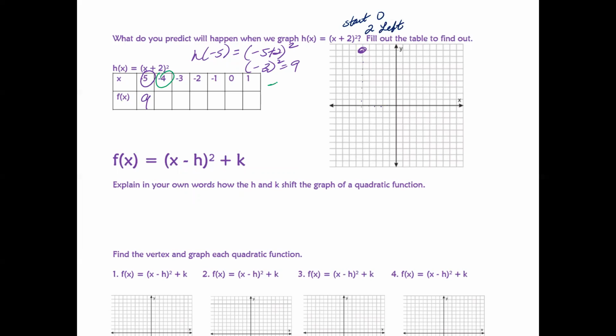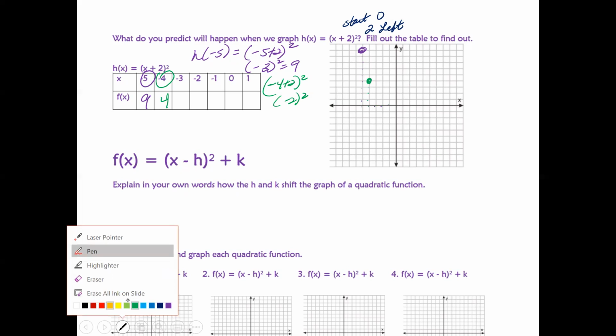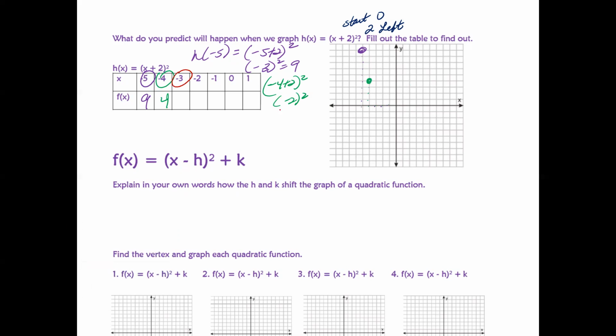When x is negative 4, negative 4 plus 2 squared is negative 2 squared, which is 4. Next, what we have is going to be a negative 3. So negative 3 plus 2 squared is negative 1 squared, which is 1. And then next you have a negative 2. So negative 2 plus 2 squared is 0. So negative 2 and 0.